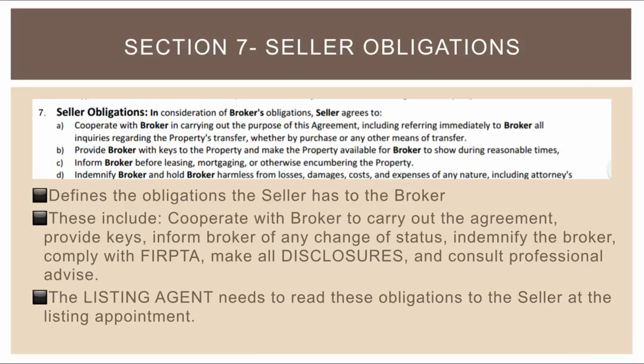Section 7 is the seller obligations. These define the obligations the seller has to the broker. These include to cooperate with the broker to carry out the agreement, to provide keys, to inform the broker of any changes of status, to indemnify or hold harmless the broker, to comply with all FIRPTA rules and regulations, to make all disclosures known, and to consult professional advice when you have a question outside of the realm of the agent. The listing agent again needs to read these obligations to the seller at the listing appointment and make sure they completely understand them.